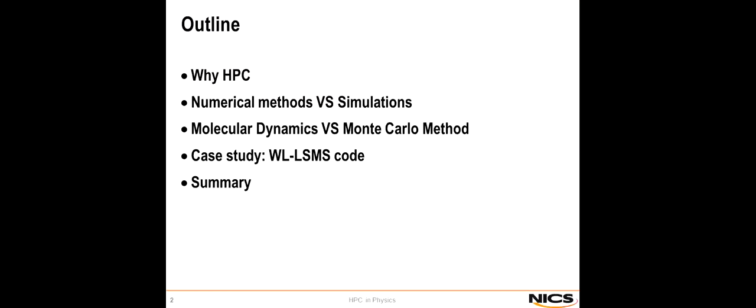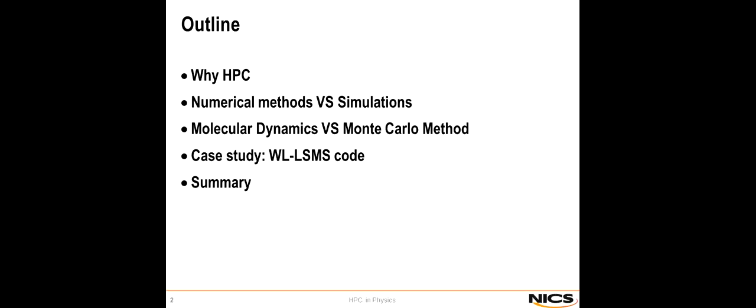So the outline of my talk. First, of course, the motivation. Why do we need HPC? Why do we need to use high-performance computing in physics? And then I will talk about the two approaches commonly used with HPC. The first one is using numerical methods, like doing numerical calculation, solving PDEs or doing matrix operations, versus computational simulation methods. And then I will talk about two common methods in simulation physics. One is molecular dynamics. The other one is called the Monte Carlo method.